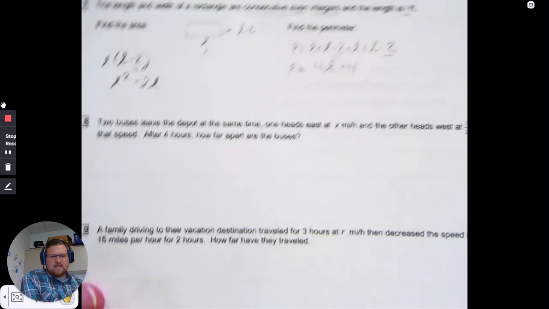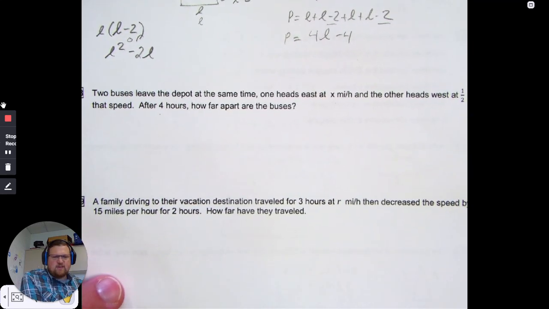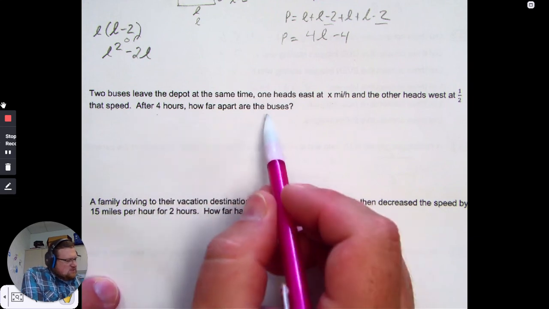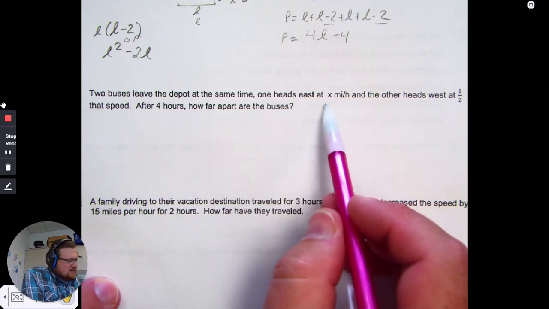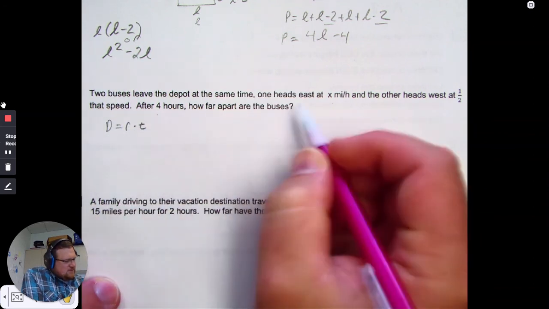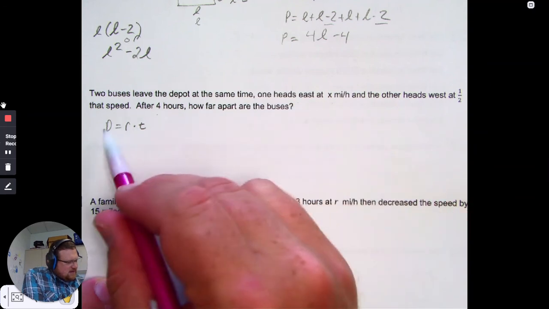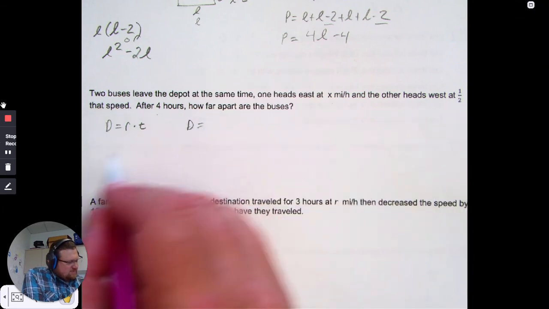Okay, the next one, 2 buses leave the depot at the same time. One heads east at X miles an hour and the other heads west at half that speed. After 4 hours, how far apart are the buses? So when we're talking about speed, distance equals rate times time. So our distance that we're looking for, how far apart are they, has to equal their rate, which we have to think about.